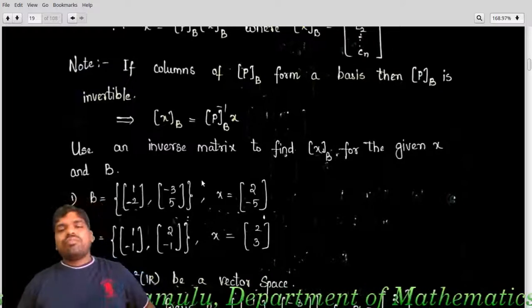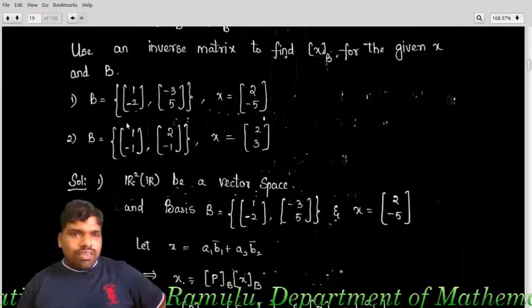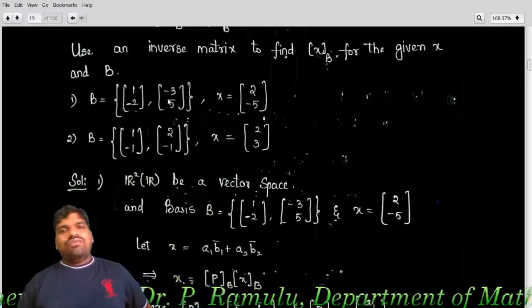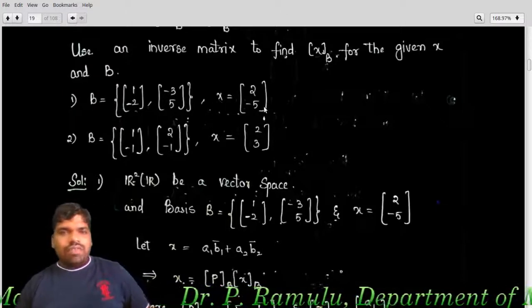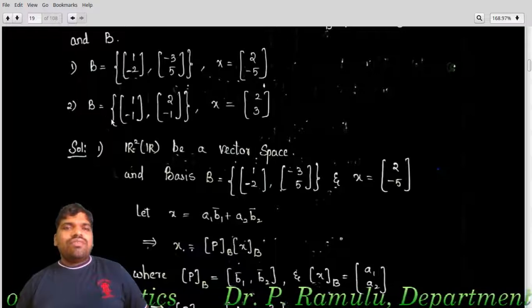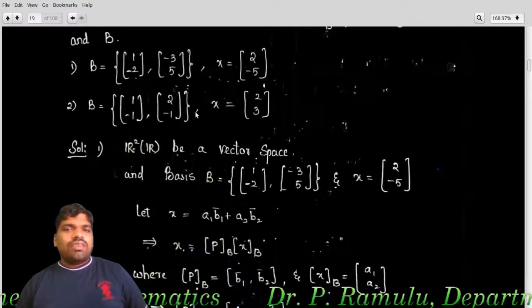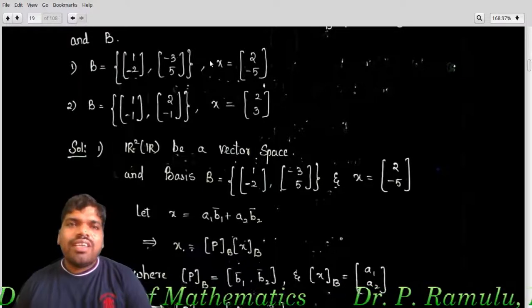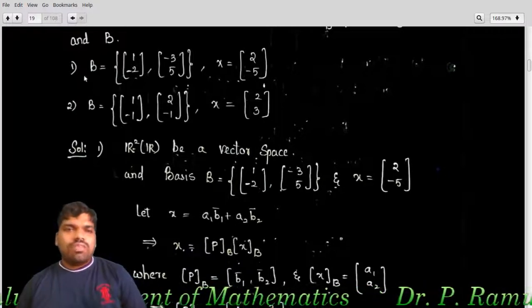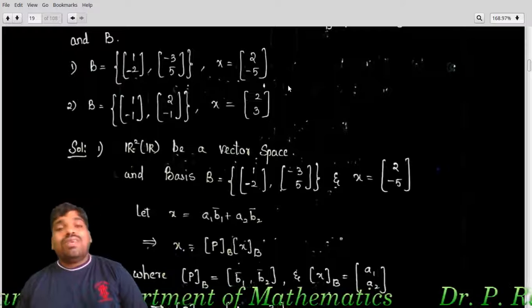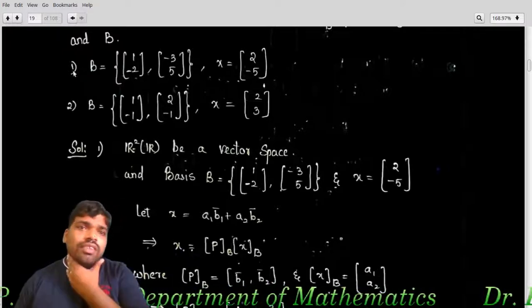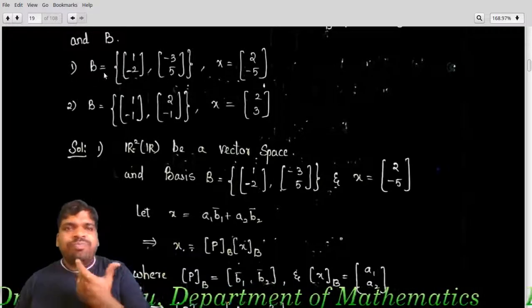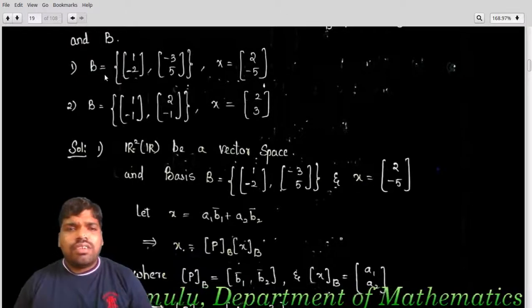Use an invertible matrix to find XB for given x and B. First one: B is equal to (1, -2), (-3, 5), x is equal to (2, -1). Second: B is equal to (1, -1), (2, -1), and x. These two problems I want to solve. The first problem I already explained by the previous method. Now this problem I am going to solve by using this method.